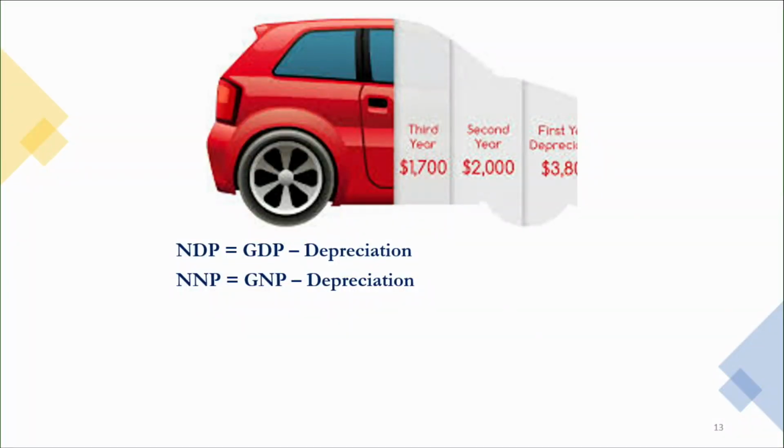Now let's look at the two other measures of national income, NDP and NNP. NDP stands for, here in this case, N stands for net.